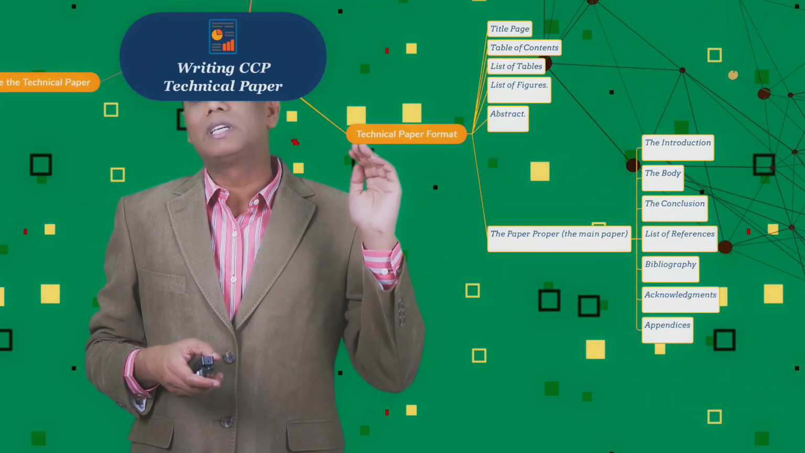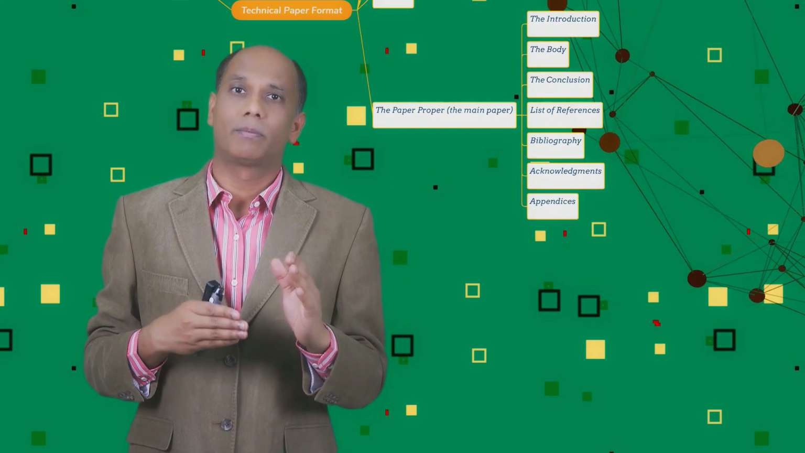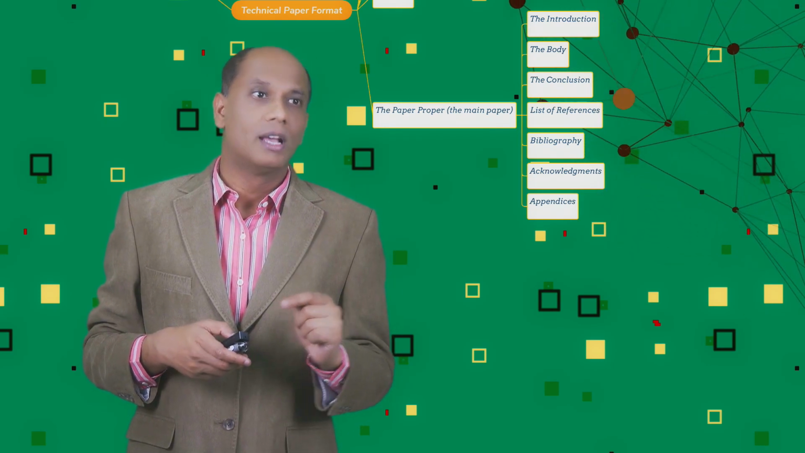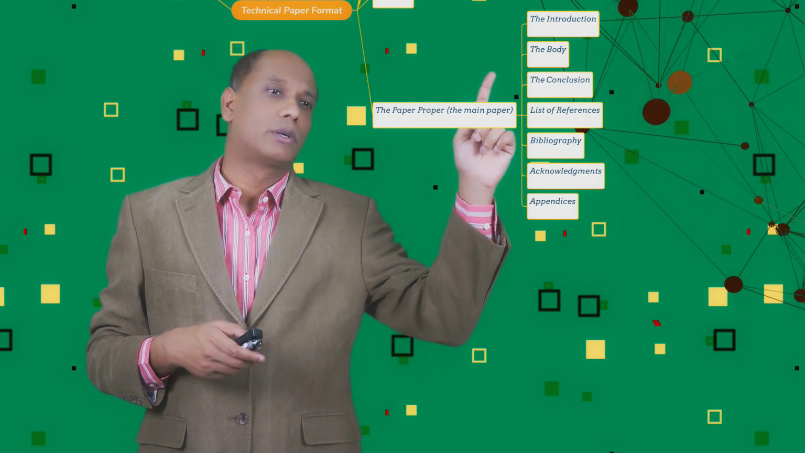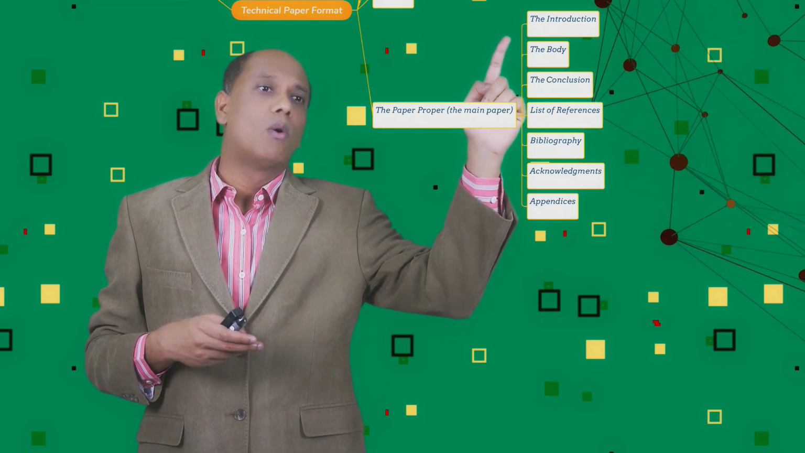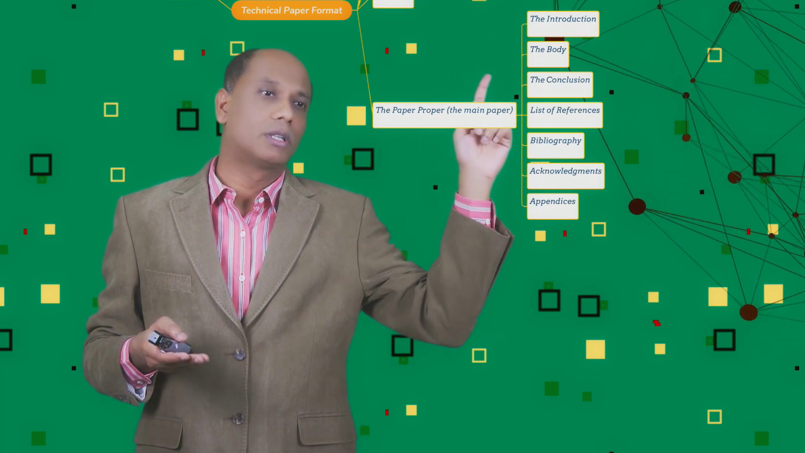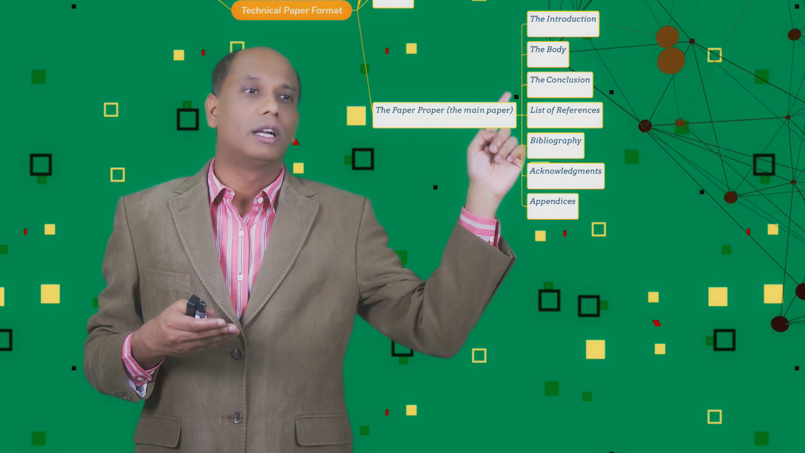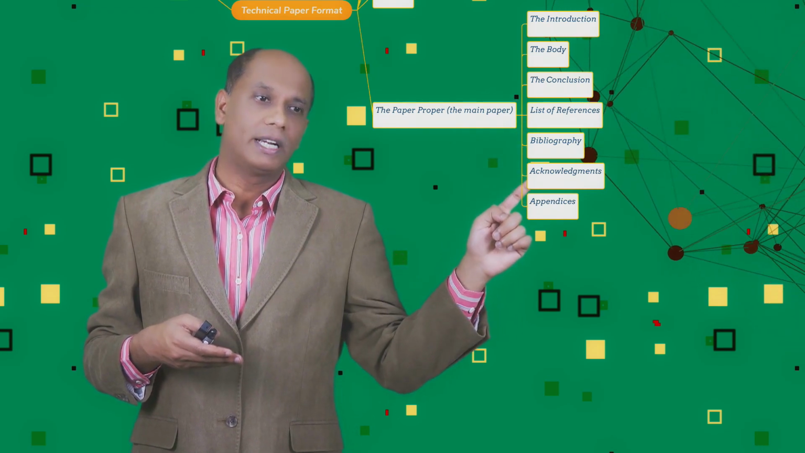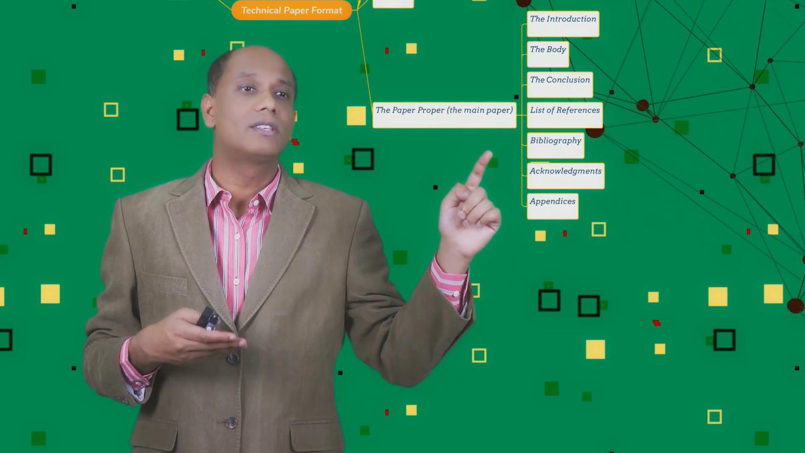Then we went into detail of the main part of the technical paper, that was the paper proper. The paper proper consists of the introduction. What is the introduction? Basically, the introduction sets the background of what the technical paper is talking about. Then we talked about the body of the paper, conclusion, list of references, bibliography, acknowledgement and appendices. So these were the sections inside the main paper.